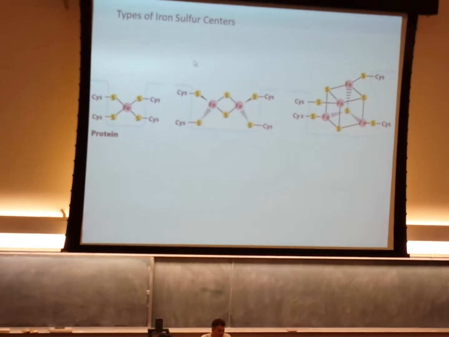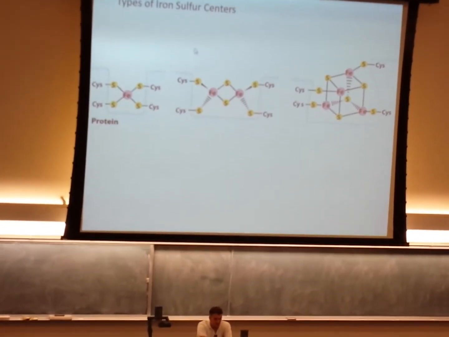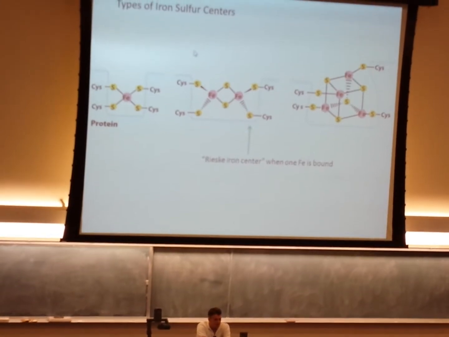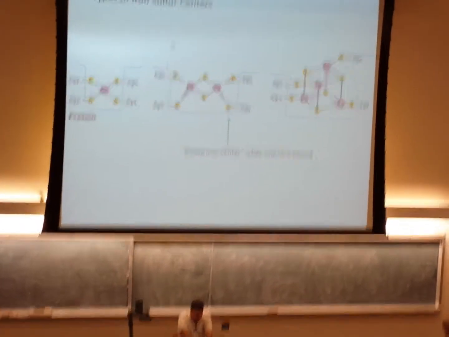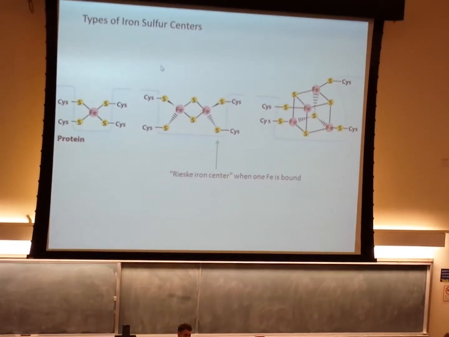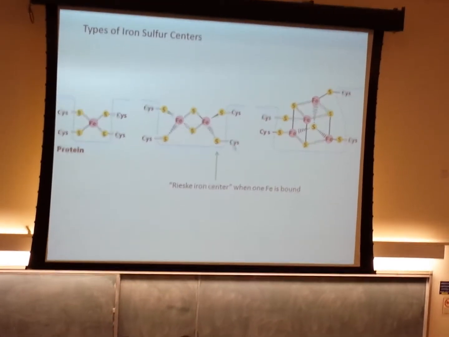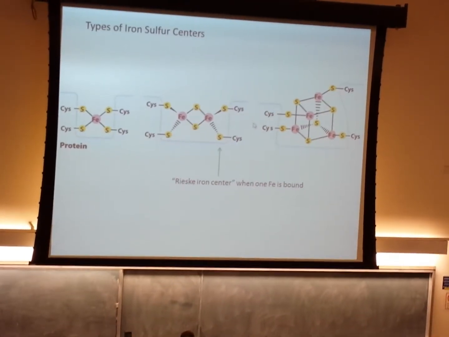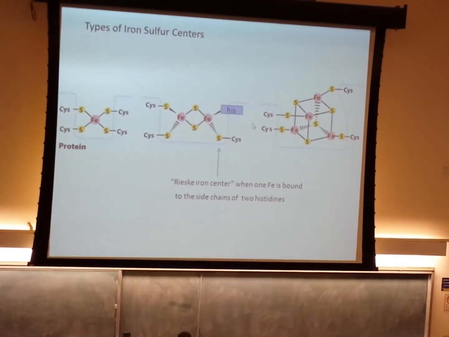The other type of iron-sulfur complex that we have to talk about is a Rieske iron-sulfur, named after the person who discovered it. The only difference is it's a 2-iron, 2-sulfur complex where the cysteines here, 2 of them, have been replaced with histidines. And so we'll just block this part out and write histidine.